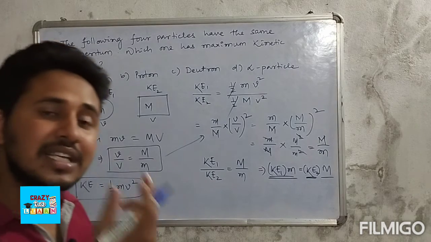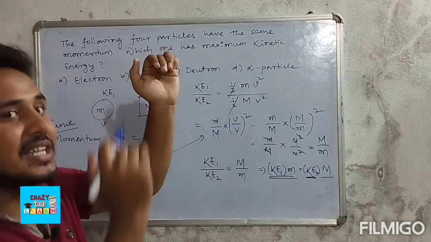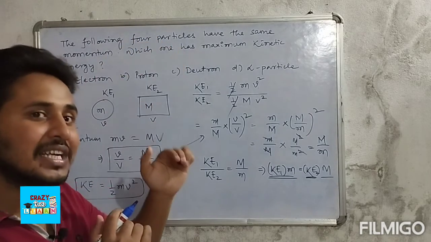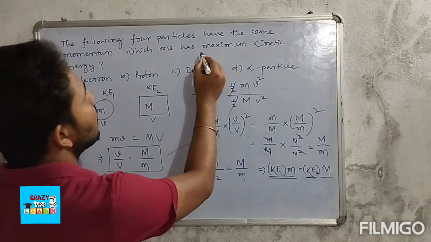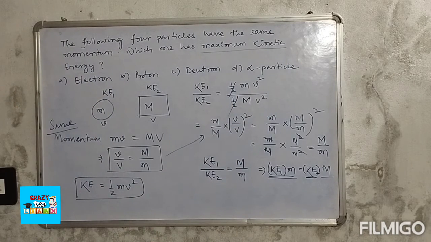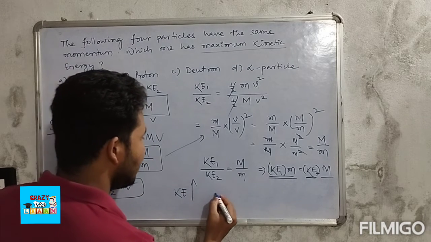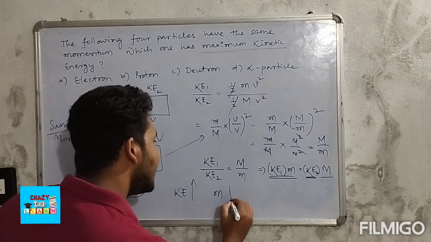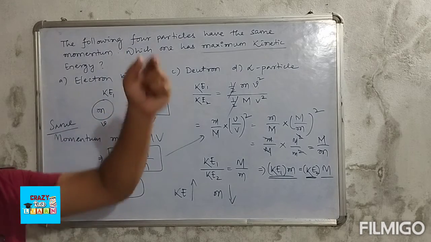And when two factors are inversely proportional, when one increases, the second factor decreases. And when the first factor decreases, the second factor increases. So as the question asks, which one has maximum kinetic energy? So kinetic energy maximum means we have to think of mass minimum. When will the kinetic energy be maximum? When the mass will be minimum.